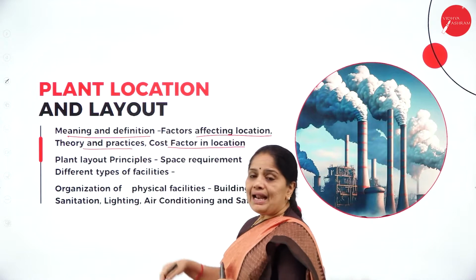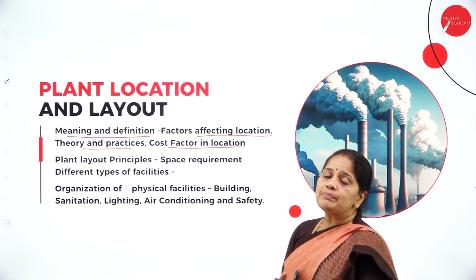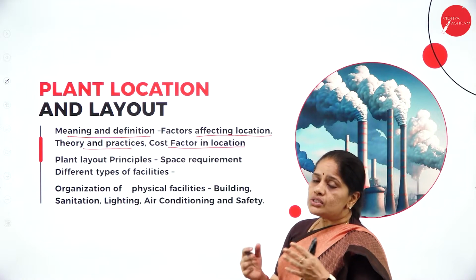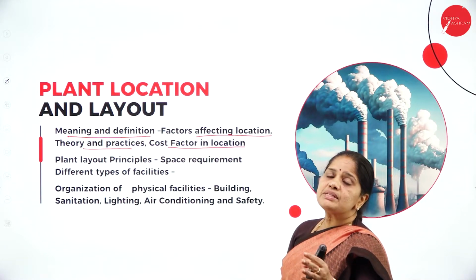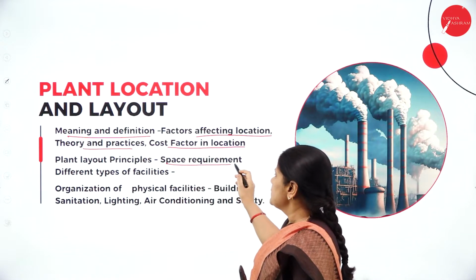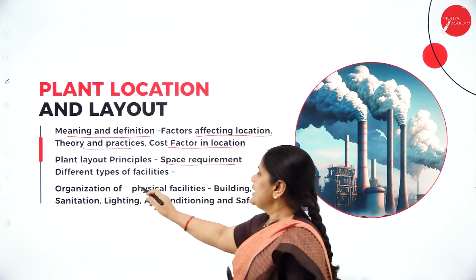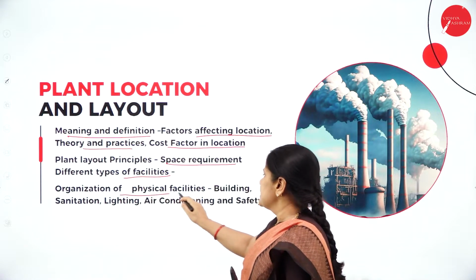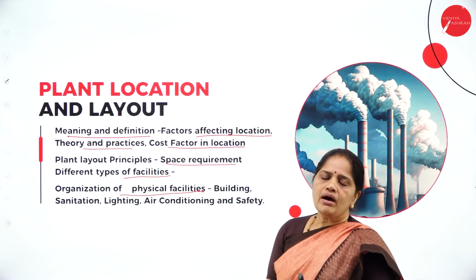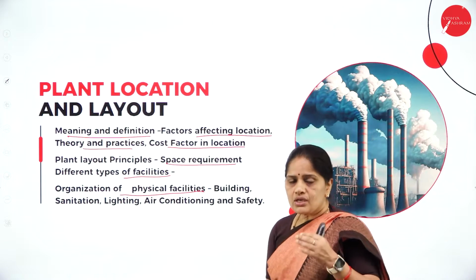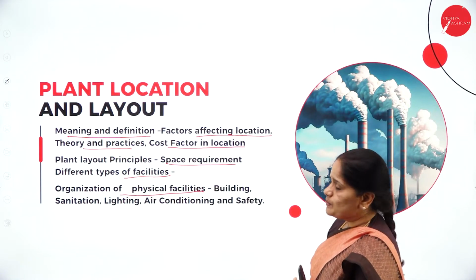Then in plant layout, what are the principles involved? When you are deciding on the plant layout, on the basis of what principles will you decide the layout? The principles include the space requirement, different types of facilities, then organization of physical facilities. There will be various principles on which the plant layout is based. So we will have a look into those principles.